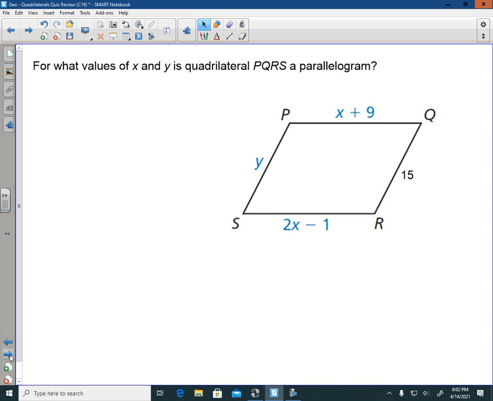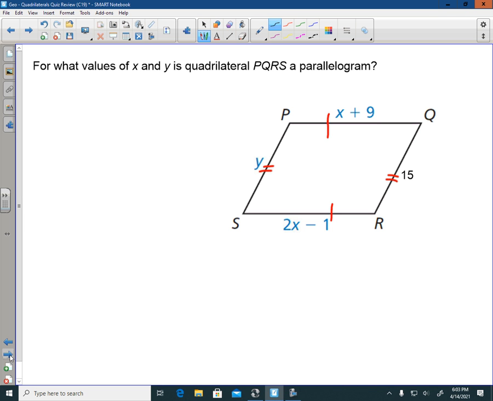This helps us solve problems like this. For what values of x and y is quadrilateral PQRS a parallelogram? Well, we know from the theorem we just talked about that if the opposite sides are congruent, then it must be a parallelogram. So for example, if this side here was congruent to that side there, and this side here was congruent to this side there, then we'd know we have a parallelogram. And that's what we're being asked. What values of x and y make that possible?